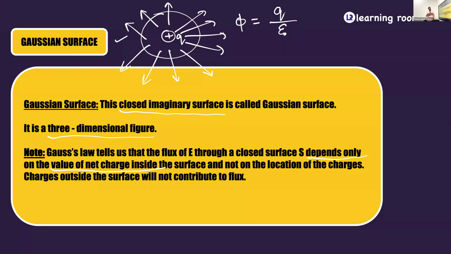Okay. Now I have a question. If I take this radius to be R, and I increase the radius from R to 2R, then what is going to be the value of flux?